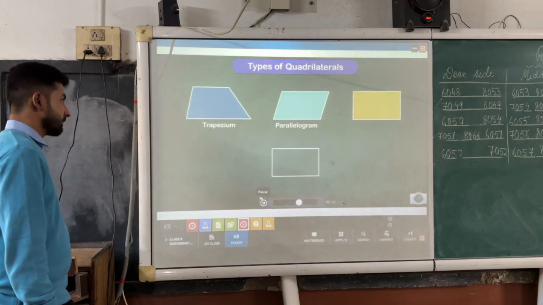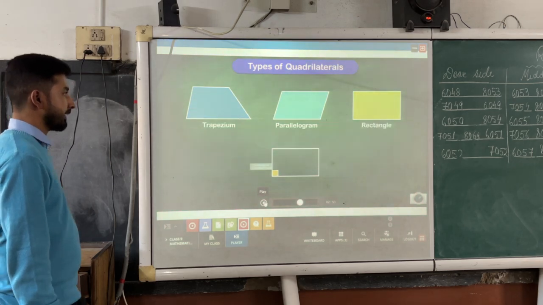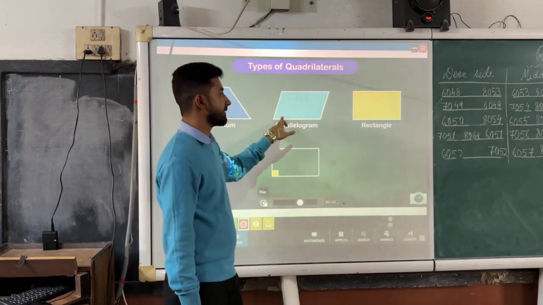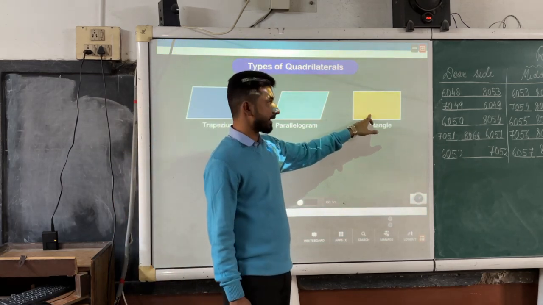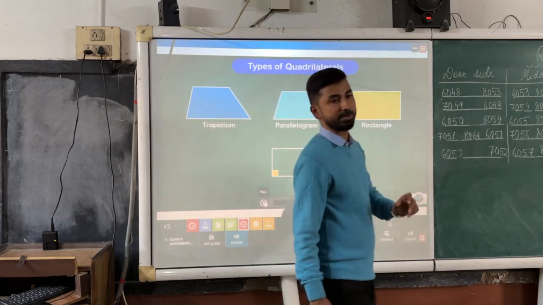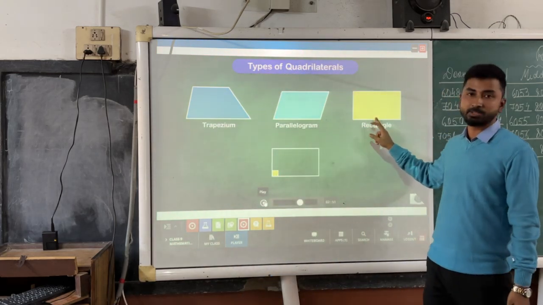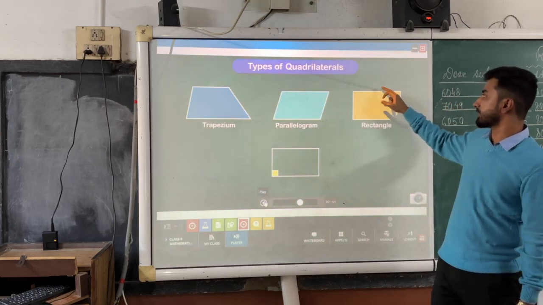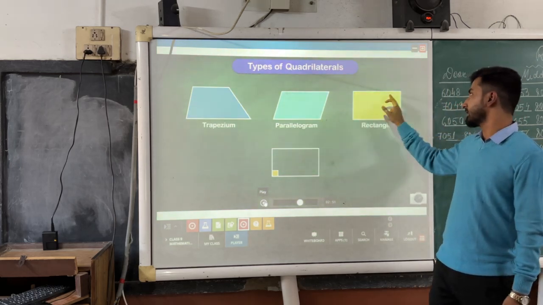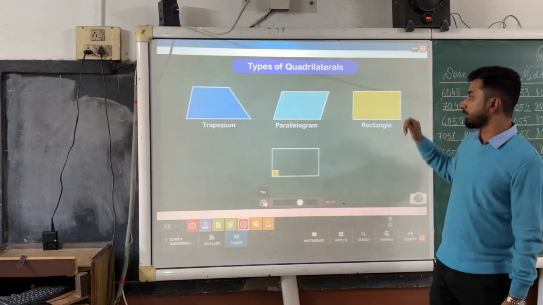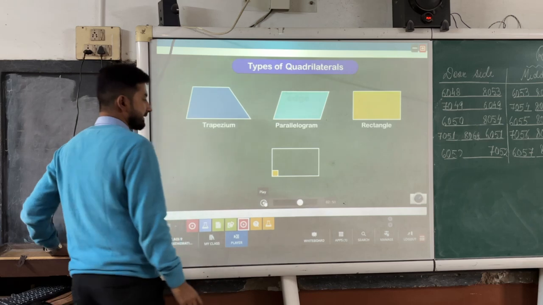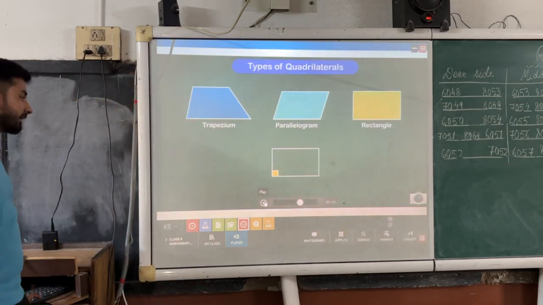If one angle of a parallelogram is a right angle, it is called a rectangle. In a parallelogram, if one angle becomes 90 degrees, then such a parallelogram is called a rectangle. That means in the rectangle opposite sides are parallel. All the properties of a parallelogram will be followed in a rectangle. That means opposite sides are parallel, opposite angles are equal, opposite sides are equal, and the diagonals bisect each other.